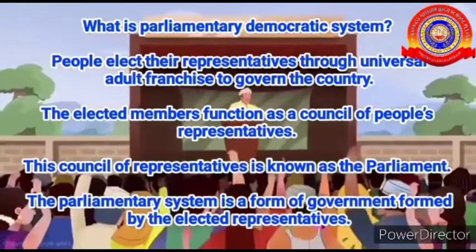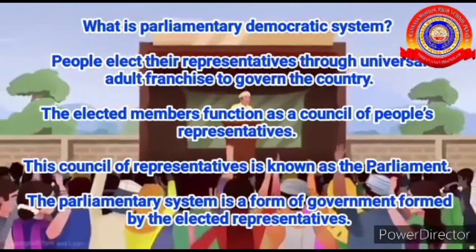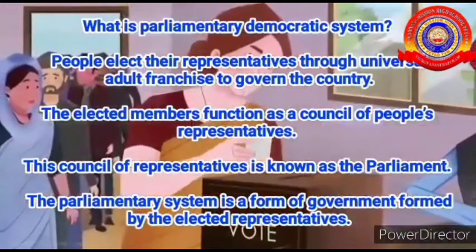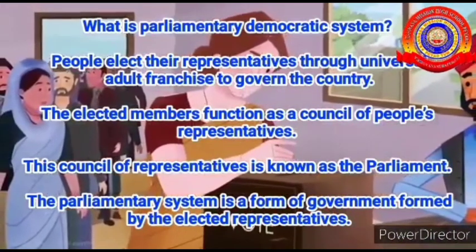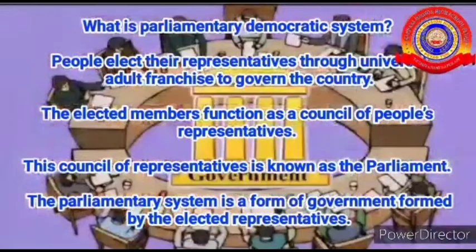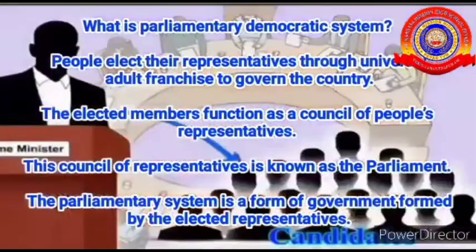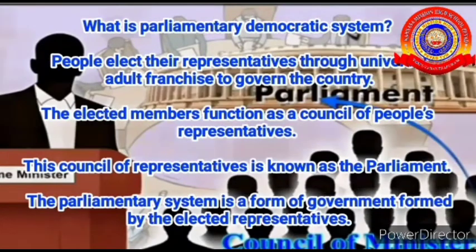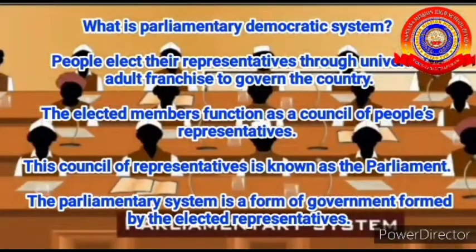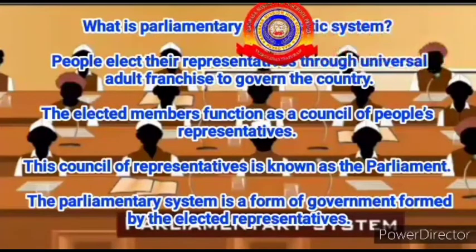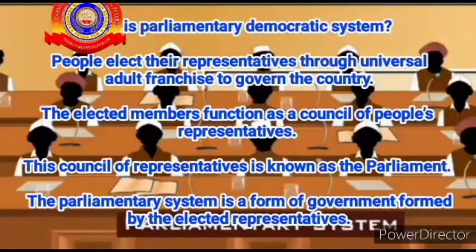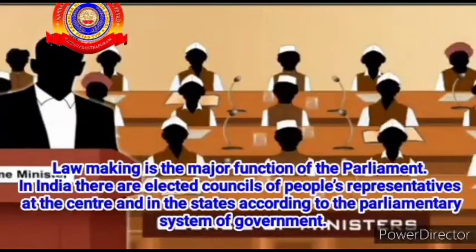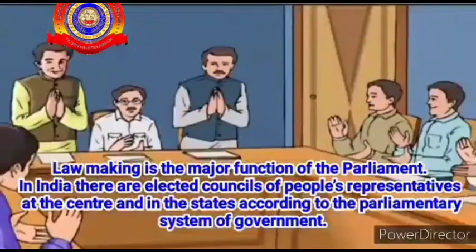What is a parliamentary democratic system? People elect their representatives through universal adult franchise to govern the country. The elected members function as a council of people's representatives. This council of representatives is known as the parliament. The parliamentary system is a form of government formed by the elected representatives. Lawmaking is the major function of the parliament.